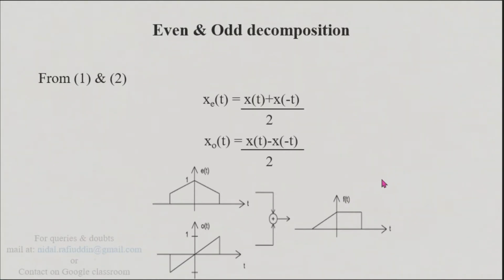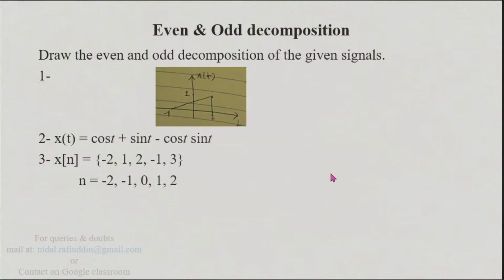For example, shown below are the even and odd components of f(t). If this is a signal f(t), it can be decomposed into its even component shown here and the odd component shown here, and if the even and odd are added together, what we get is the original signal f(t). So here are a few examples to draw the even and odd decomposition of the given signal. Let me do this for you so things will be easy, and I suggest that you go through other examples from the books.